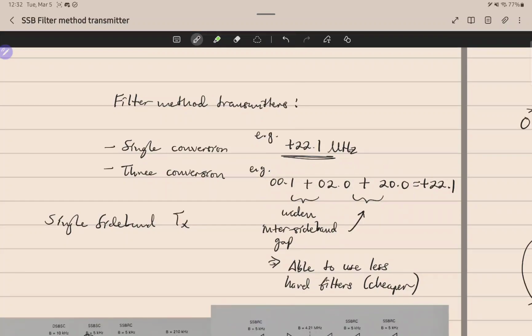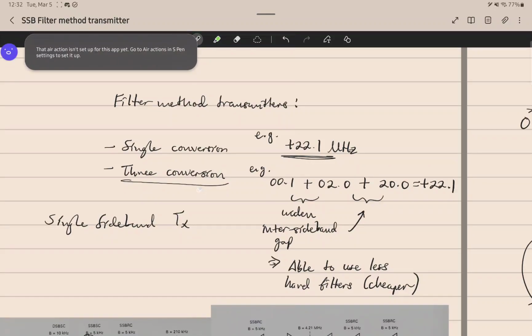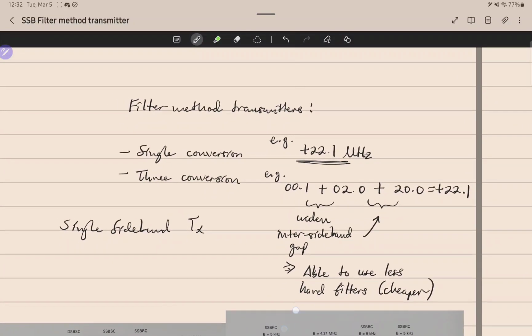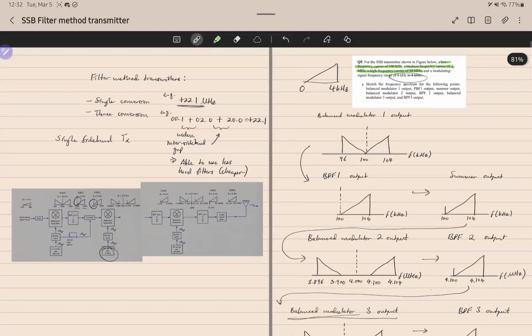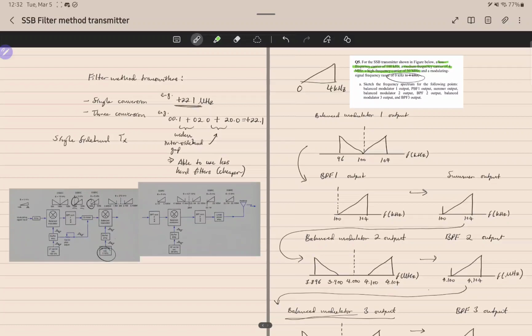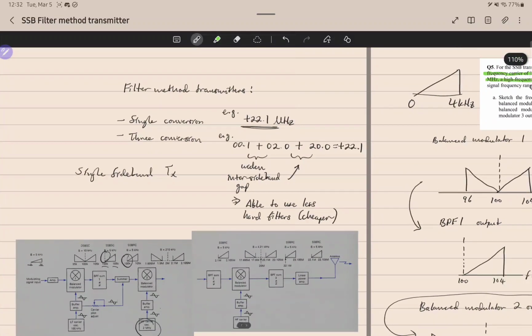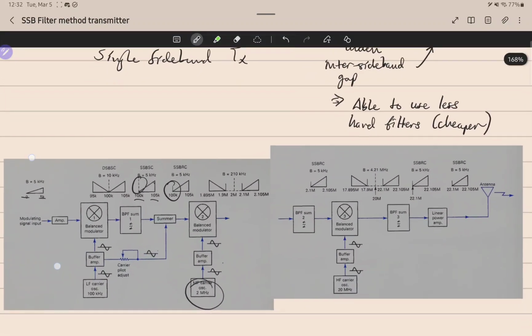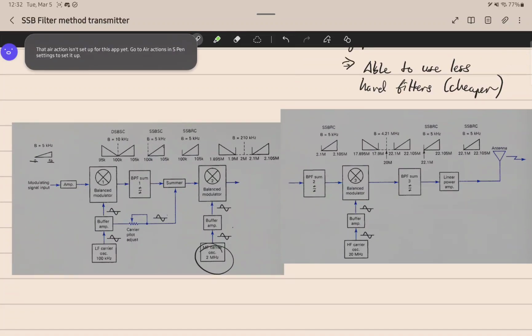From a top-down level, the functional difference between single conversion and three conversion is that single conversion upconverts in a single step, whereas the three conversion upconverts your frequency in 3 steps. There's also another difference that I'm going to go through later. First, we're going to start with the three conversion. Even though it's the more complicated one, trust me, I think it's a better way to introduce this topic. So let's look at the circuit that we have here.